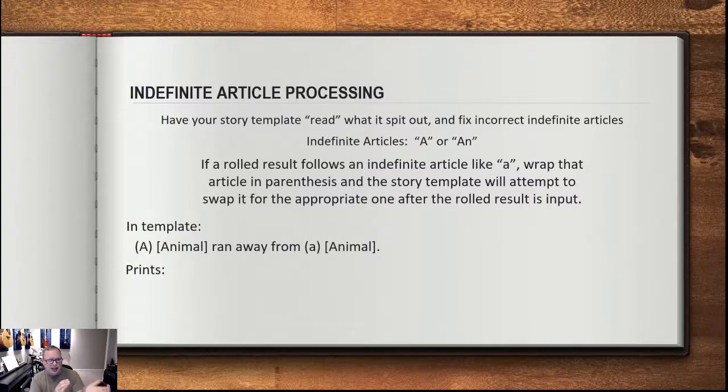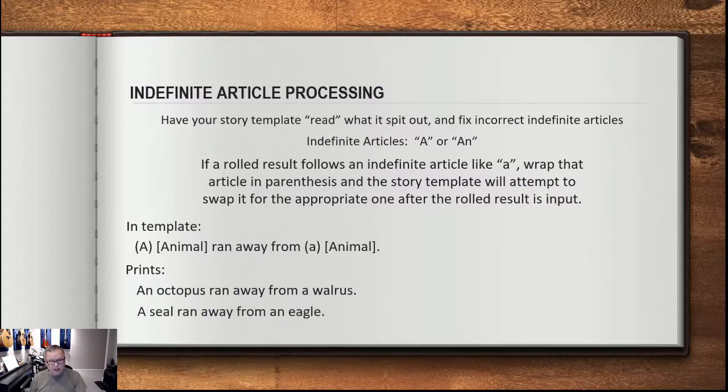Should it be a or should it be an? I don't know. So a, and I've put these parentheses around to tell the story template, hey, check this after it rolls and make sure it's the right indefinite article. A animal ran away from a, and here I've used a lowercase a, animal. And you might get: an octopus ran away from a walrus. Or, if you rolled it again: a seal ran away from an eagle.